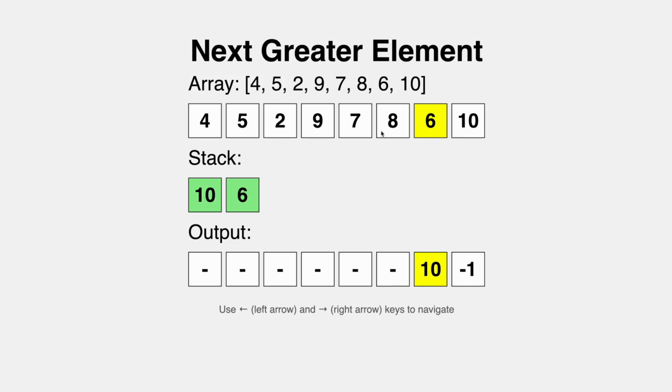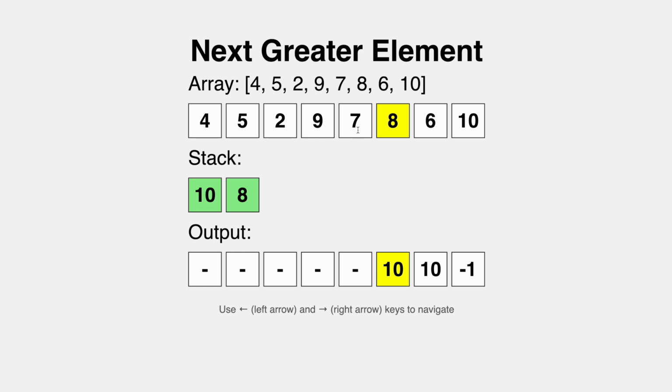Now when we move to 8, we will first compare 8 with 6. Since 8 is not lesser than 6, it is greater than 6, so we will pop this 6 out of the stack, and then we will compare 8 again with the top of the stack, which is 10. Now since 10 is greater than 8, we get the output for 8 as 10.